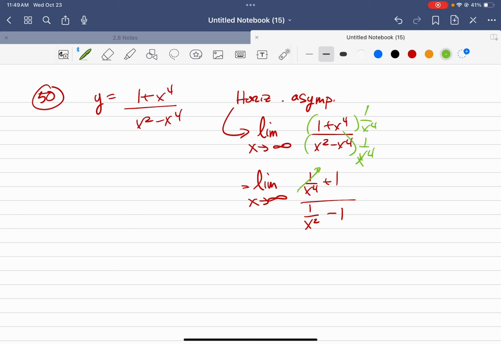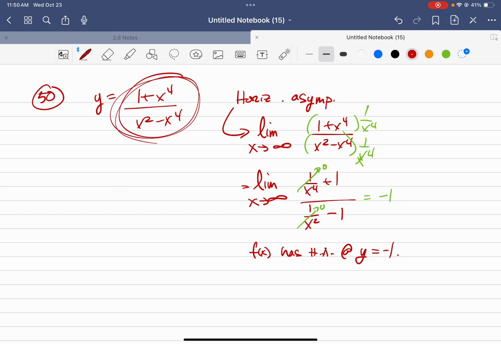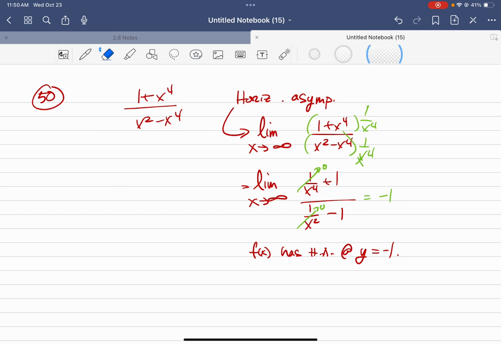If we let x go to infinity, these terms go to 0 and you get negative 1. Whether you go to positive or negative infinity, they're always to an even power, so it's not going to make a difference. So f of x has a horizontal asymptote at y equals negative 1. That's my original function; if you want to make it clear, I can call that f of x.